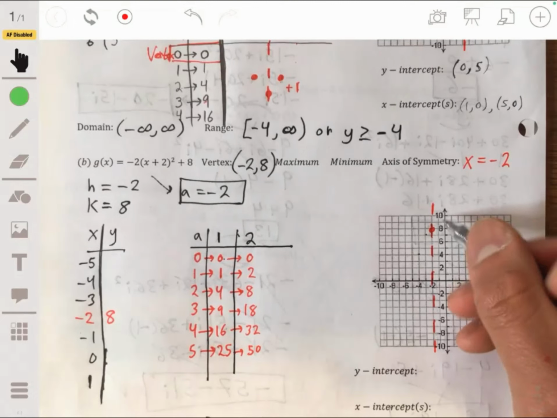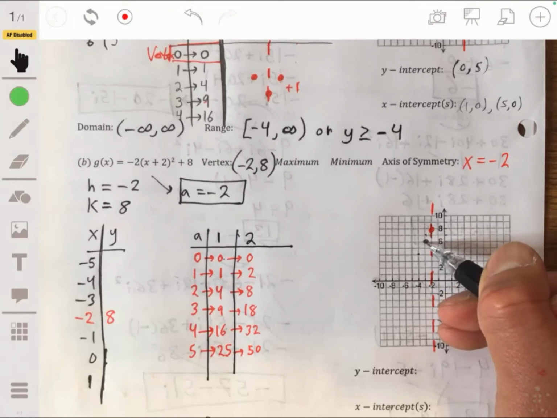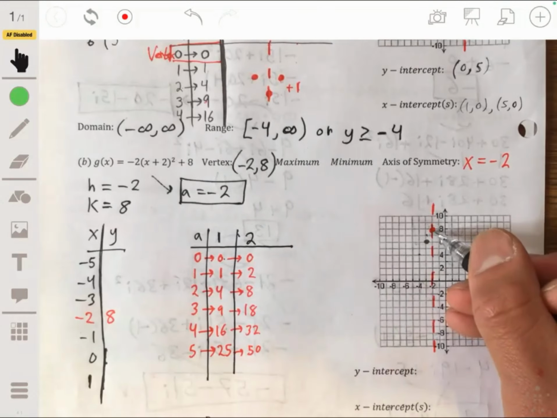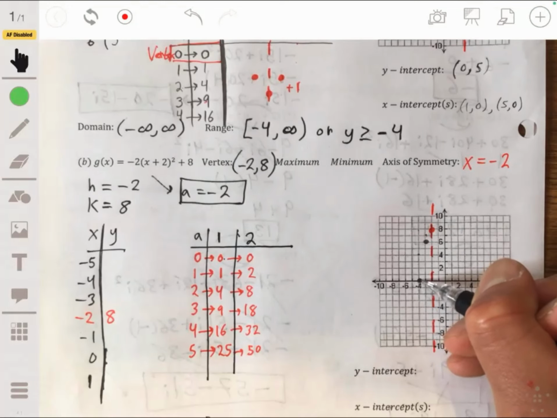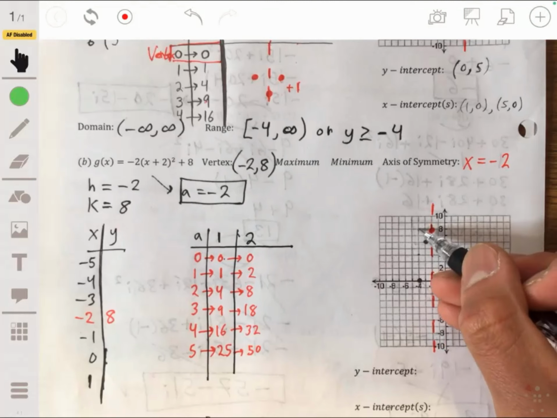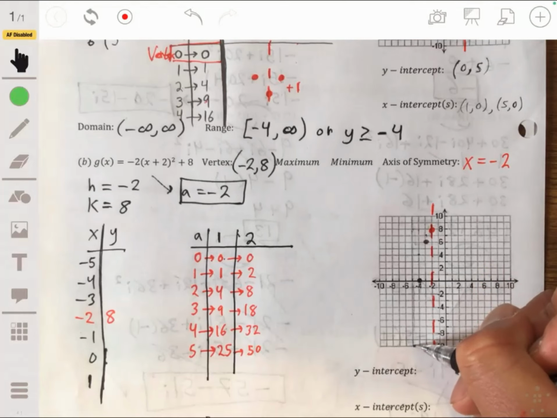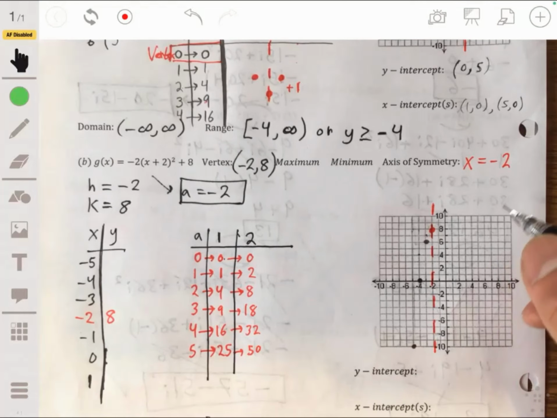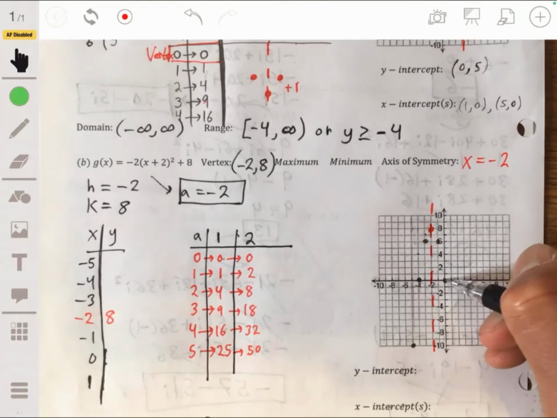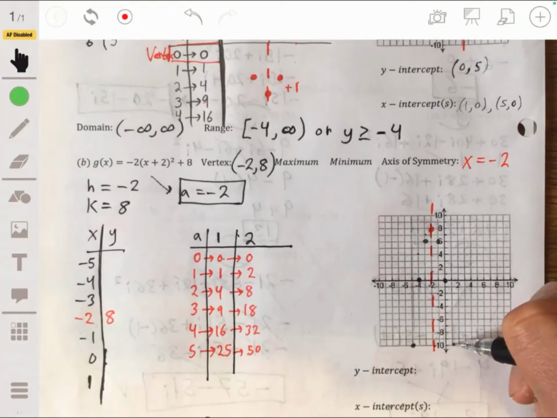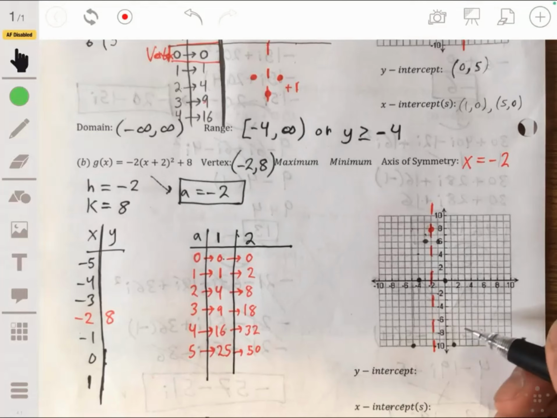So then, in other words, when you're 1 unit away, we go down 2. When we're 2 units away, we go down 8. So here we're going to go 2 over, down 8. When we're 3 units away, we're going to go down 18, all the way over here. And then we just reflect these. That's literally going to be your parabola.